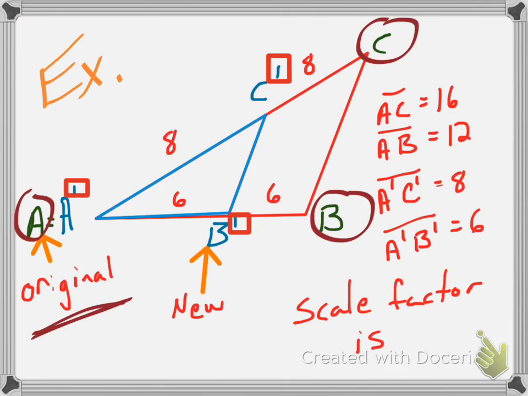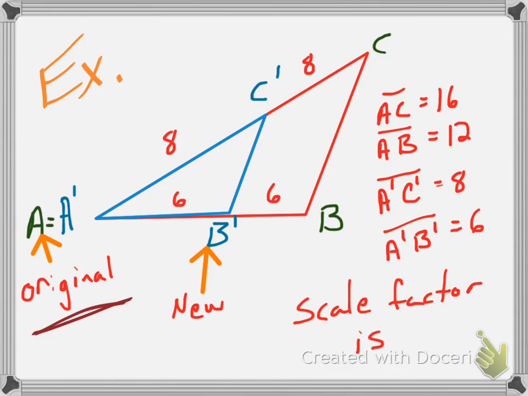As you can see, this point right here does not change. So because it doesn't change, these two are the same. The original and the new are the same. Now all the other points change, so they don't have the equal sign with them.